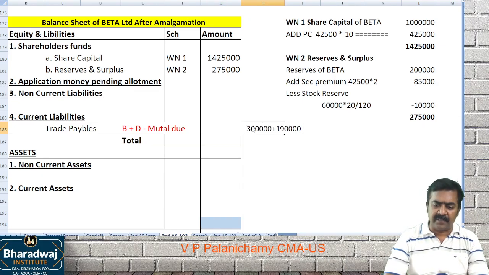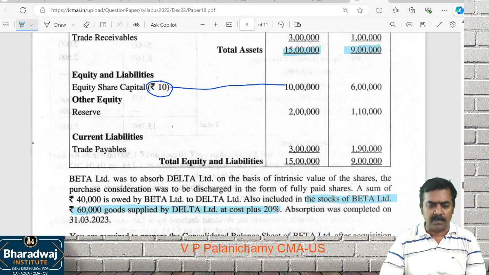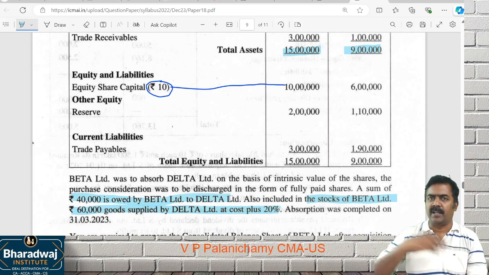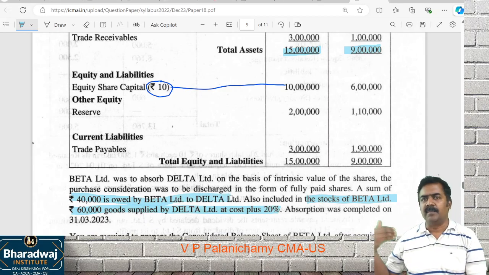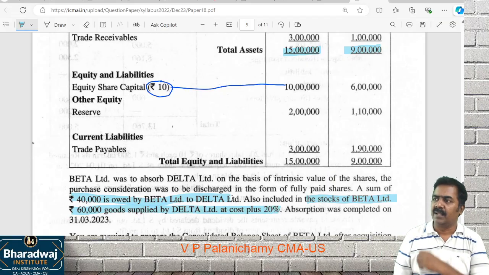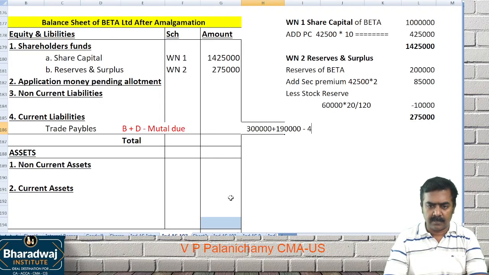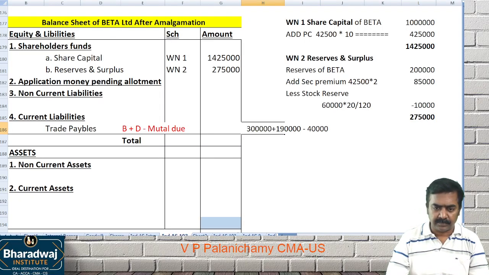there is a mutual due between the companies. It should be eliminated both from debtors as well as creditors. A sum of 40,000 is owed by whom? Beta to delta. It can be either way, beta to delta or delta to beta. It will be there in my liability, it will be there in your asset. When we consolidate our business combination, eliminate both. How much do you eliminate? 40,000. Take it.